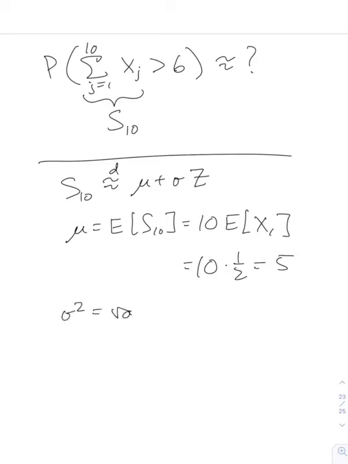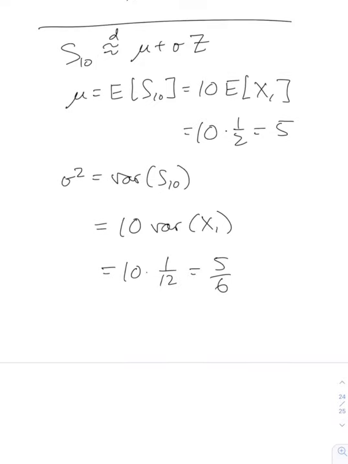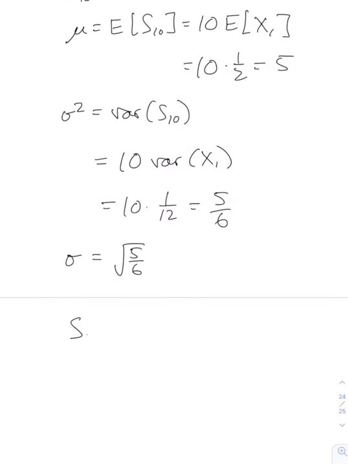Sigma squared is the variance of S10. They're independent, so variances add, so it's 10 times the variance of any one of them. The variance of a uniform 0, 1 is 1/12. So sigma squared is 5/6. So sigma is the square root of 5/6. So S10 has approximately the same distribution as 5 plus the square root of 5/6 times z.